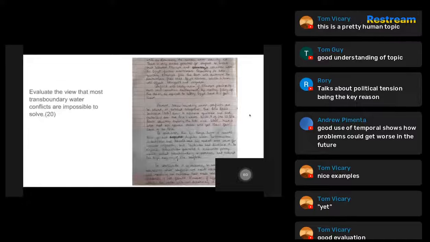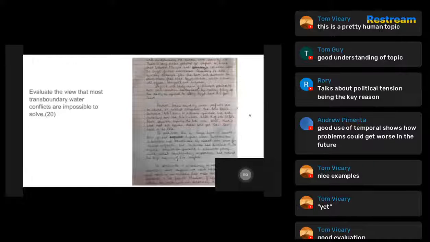In addition, the Syr River in Central Asia sparked disputes between Turkmenistan, Uzbekistan, and Kazakhstan, all needing more water for summer irrigation, but Tajikistan had diverted it. In response, Kazakhstan generated a restoration policy which aided transboundary cooperation and resolved the large majority of conflict. So again, the question is asking you, are conflicts impossible to solve? Well, actually, no, they're not. Here's a good example of it. This is what happened, this is what was done, and today this is the consequence of it.